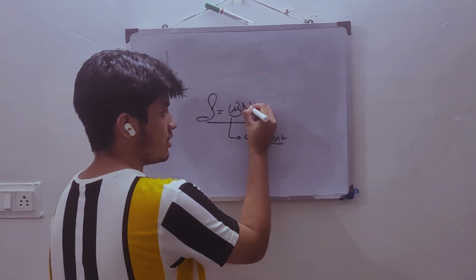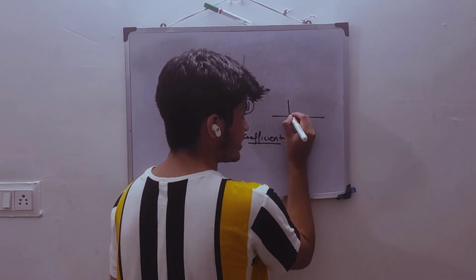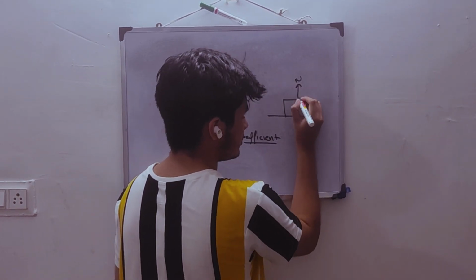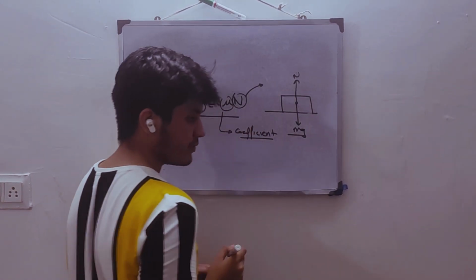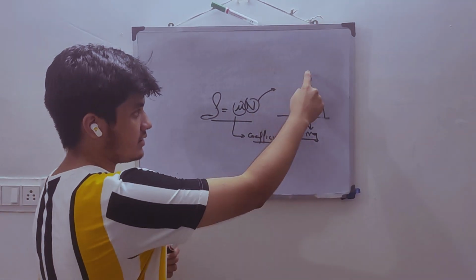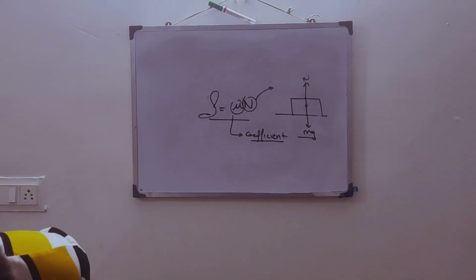And this is the normal force. Normal force is a reaction force that acts on a body. This normal force is acting because of the mg acting on it. So the normal force is a reactive force, and that is what I'm going to multiply with the coefficient.